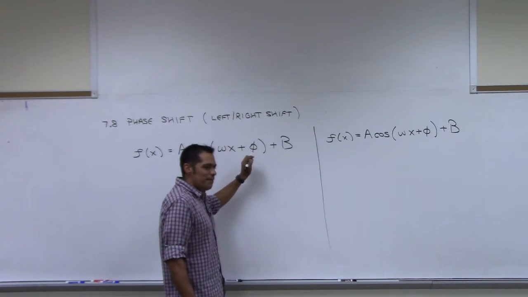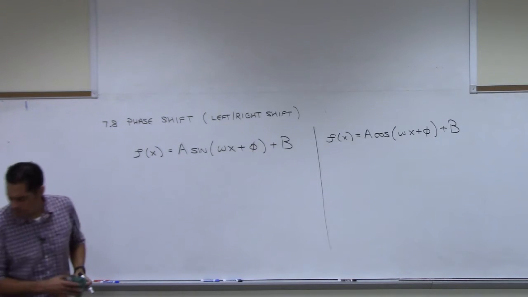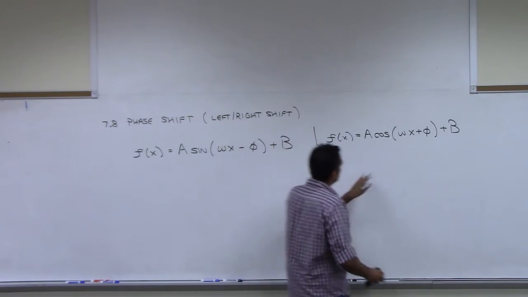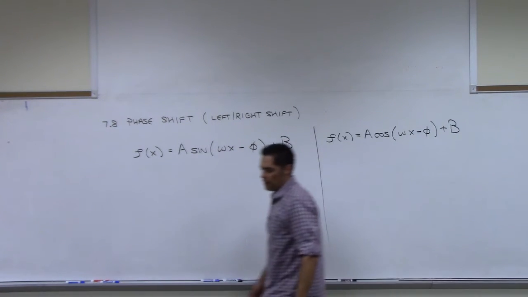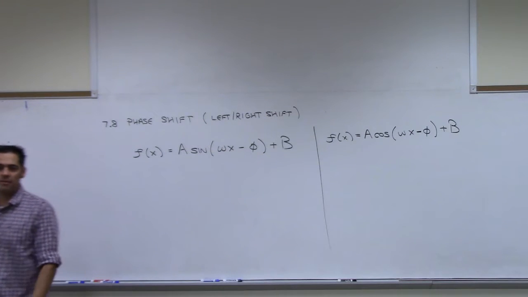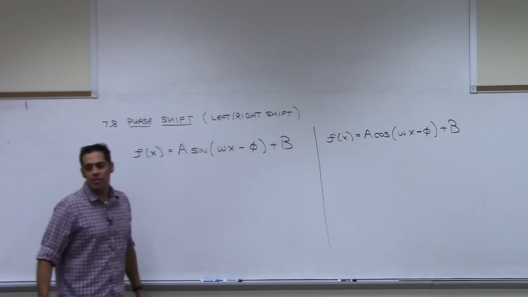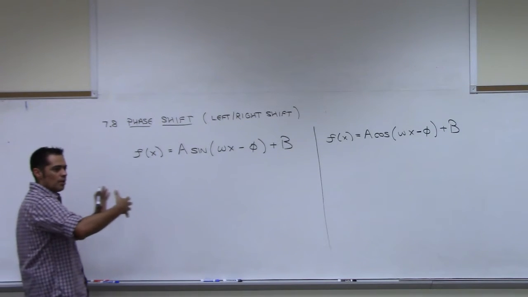So what does the phi do? It's a left and right shift. And you know what? Hold on. They used the minus. Sorry. Minus, minus. That's going to be a left and right shift, and that's what we were saying here. We call left and right shifts phase shifts. All it does is move a little bit where it starts and stops.